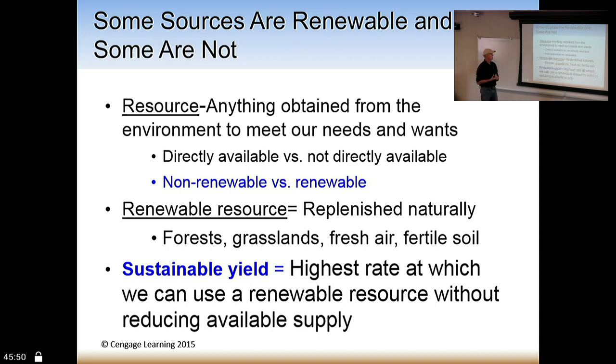right? Okay. So renewable resource, replenish naturally, forest, grasslands, fresh air, fertile soil, water. And now the big thing is, how do we keep this renewable resource renewable and healthy? Well, we look at a very simple idea, which is sustainable yield, okay? So we were focusing on that forest.